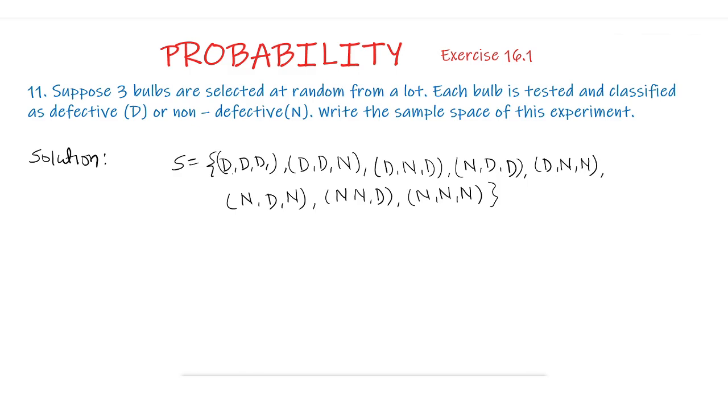So there are 8 elements in our sample space, which comes from every bulb having 2 outcomes, defective or non-defective. So this is outcomes to the power of the number of trials, or number of bulbs which are tried. So 2 to the power 3 is equal to 8.